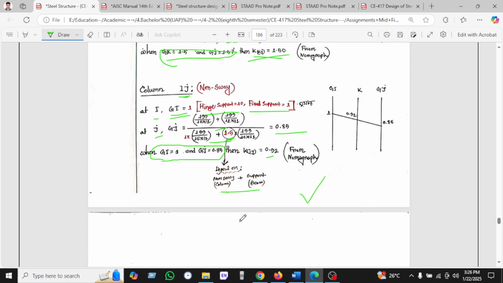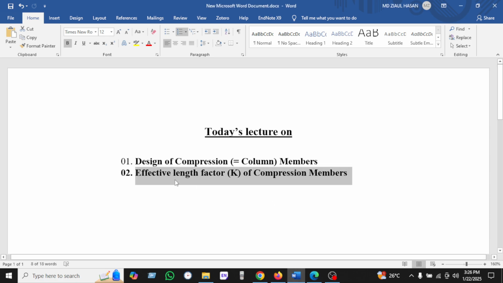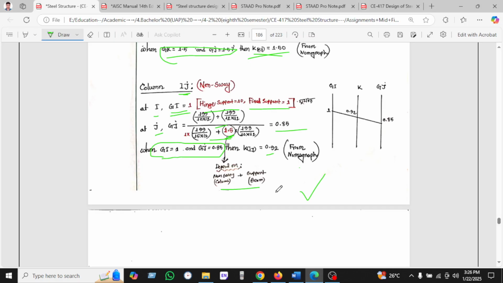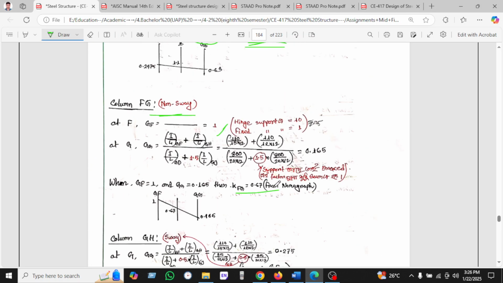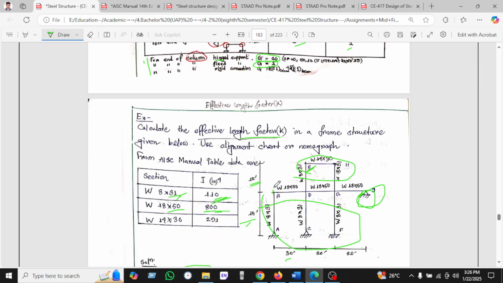So that's all from me. The effective length factor K is completed. If you have any questions, then let me know. I'll try to discuss again.